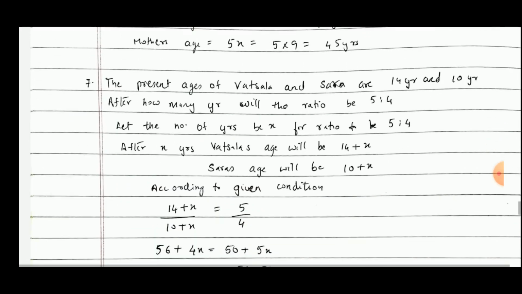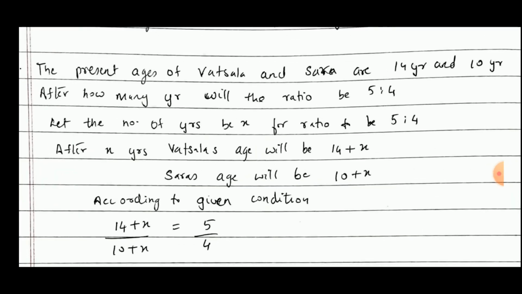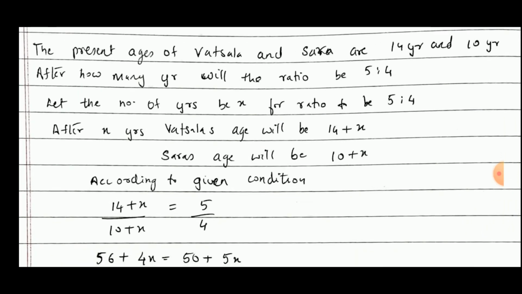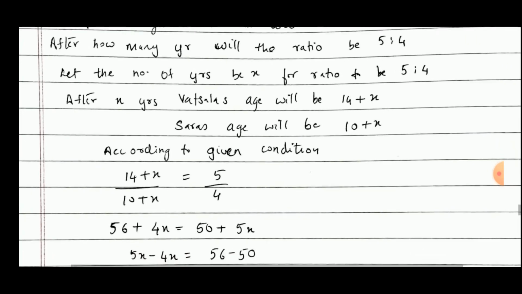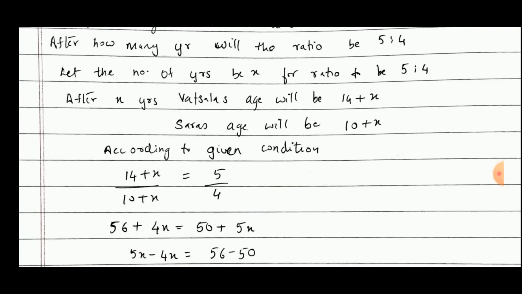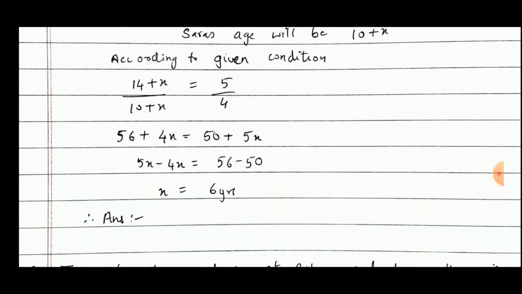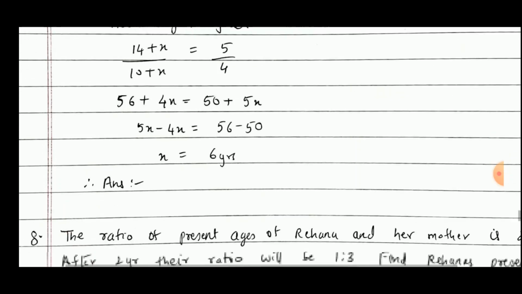Now, the present ages of Vatsala and Sara are 14 years and 10 years. After how many years will the ratio be 5:4? Let the number of years be x for the ratio to be 5:4. After x years, Vatsala's age will be 14 plus x and Sara's age will be 10 plus x. According to the given condition, the ratio of these ages, 14 plus x upon 10 plus x, will be equal to 5 upon 4. Now cross multiply. 14 into 4 is 56 plus 4x is equal to 50 plus 5x. So 5x minus 4x is 56 minus 50, that is 6 years.